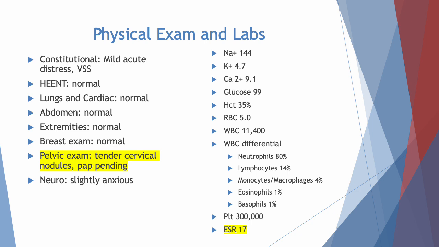PN's physical exam was mostly unremarkable. Almost all her systems were normal. Her constitutional, it is noted that she's in mild acute distress. Her pelvic exam shows some tender cervical nodules, and her pap smear is pending. And neurologically, she's slightly anxious, but otherwise everything else was normal. And then her labs are also all within normal limits, except for her ESR, which is slightly elevated at 17.